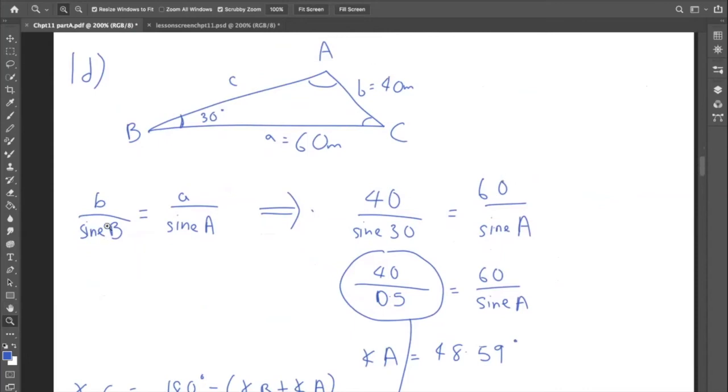So here, B over sine B is equal to A over sine A. So we have 40 meters over sine 30 degrees equals 60 meters over sine A. Then we solve for A, which is 48.59 degrees.